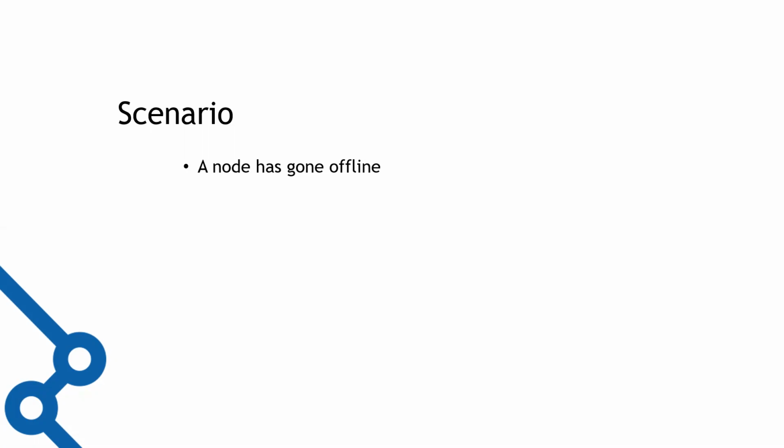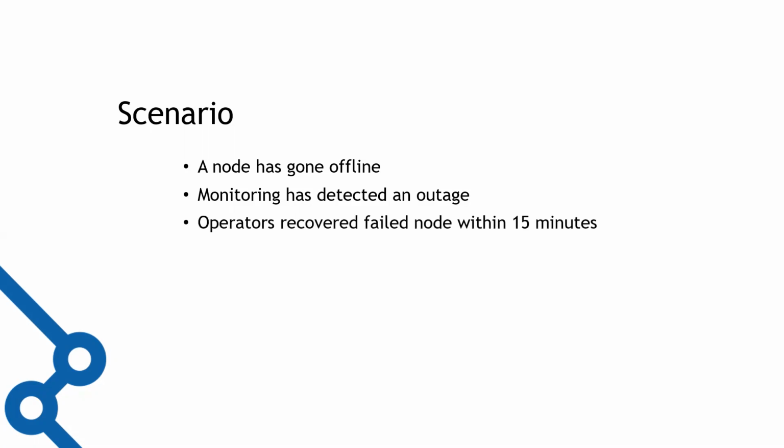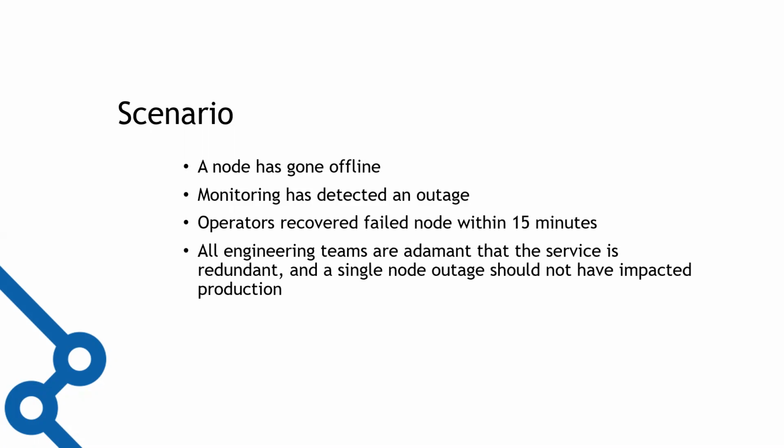Also, we need to have the ability to detect the outage, which is usually done by a monitoring system. So in this scenario, when a node has gone offline, the monitoring system quickly detected the outage, and operators were able to quickly recover the failed node. In this case, they were able to do it within 15 minutes. So the outage did not last more than 15 minutes.